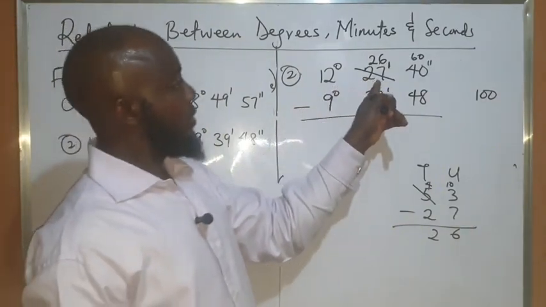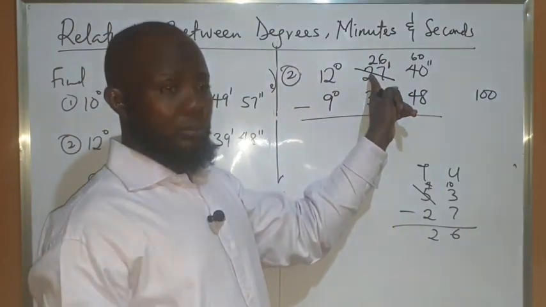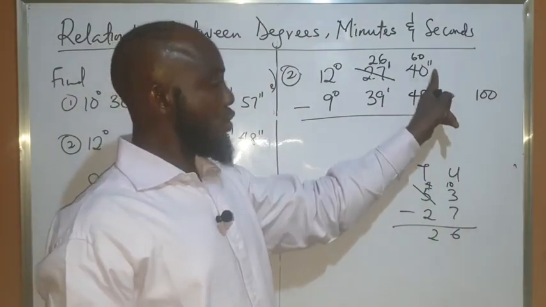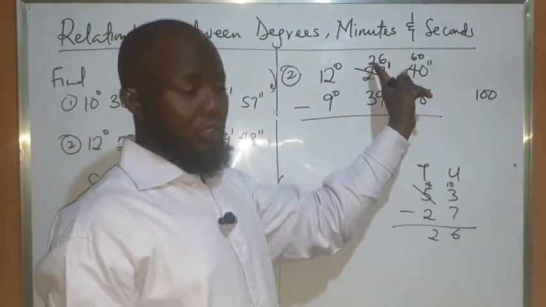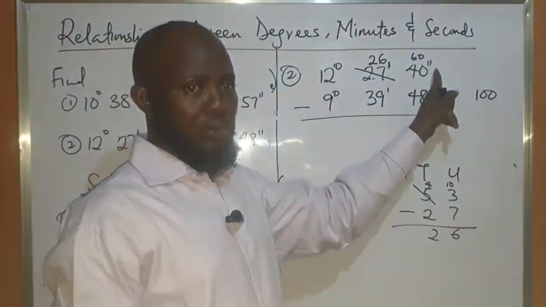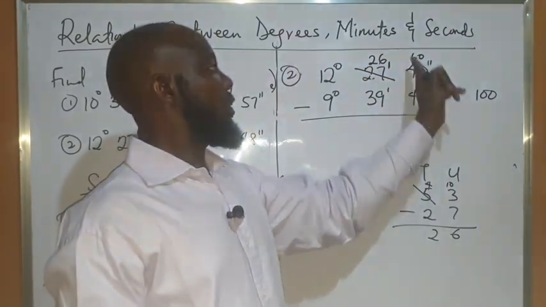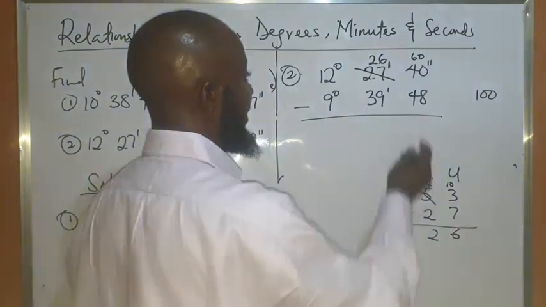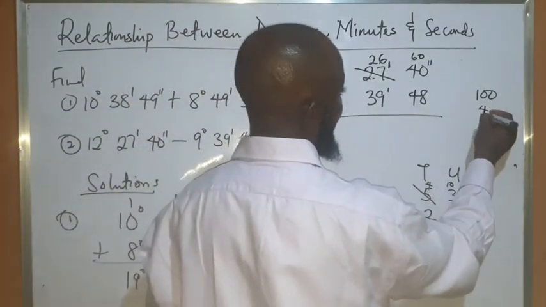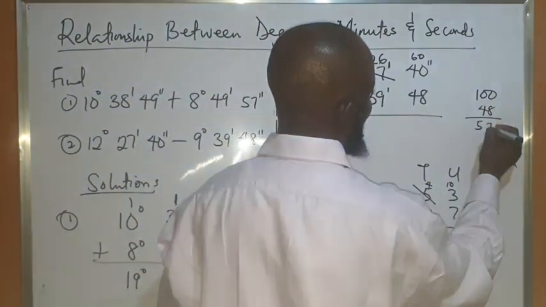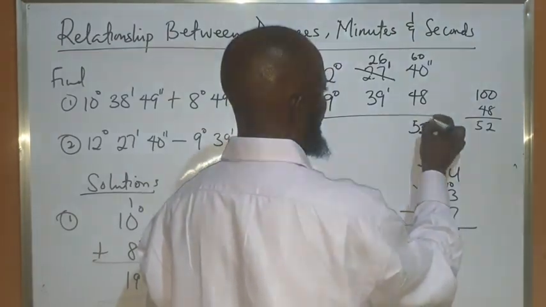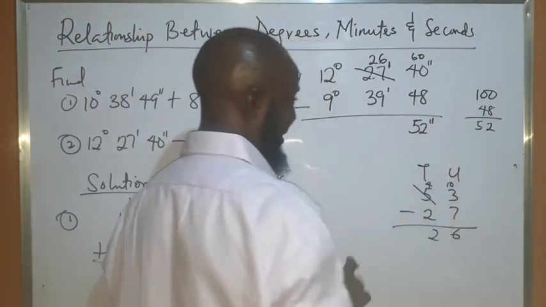The one we took from minutes, when it gets to seconds, it will change to 60. 1 minute is equal to 60 seconds. So this one here will become 60 here. So 60 plus 40 gives 100. So you can then subtract 48 from it, which will give us 52. So this will become 52 seconds. I hope I'm making sense.